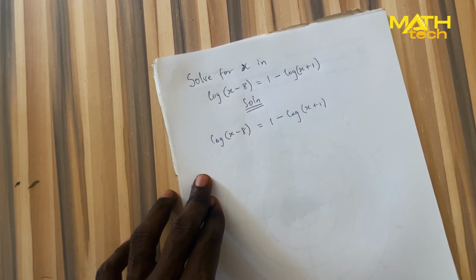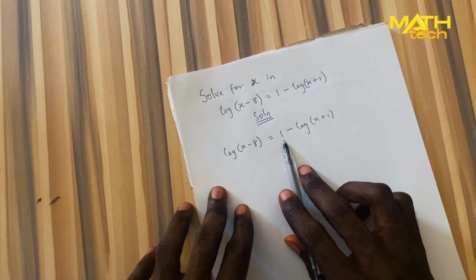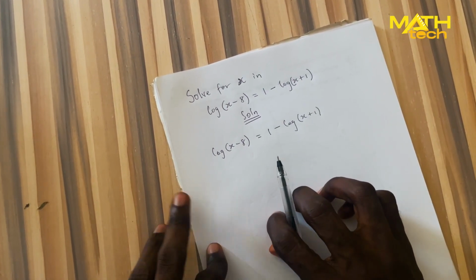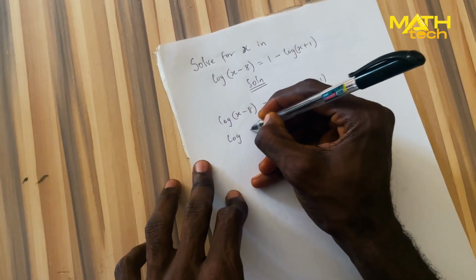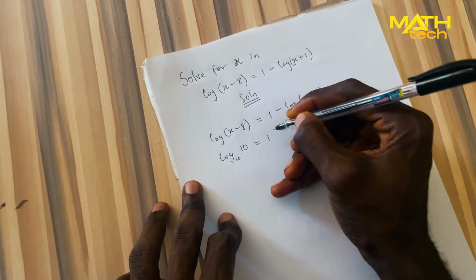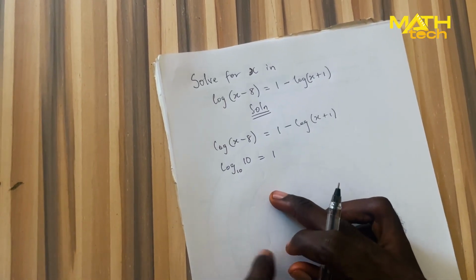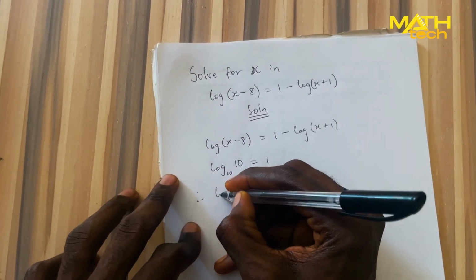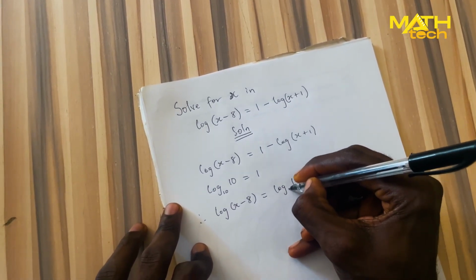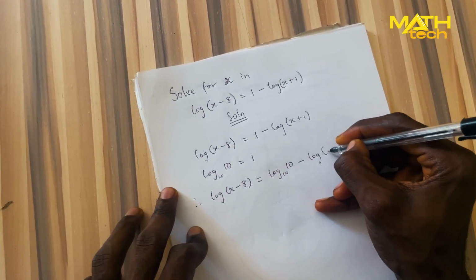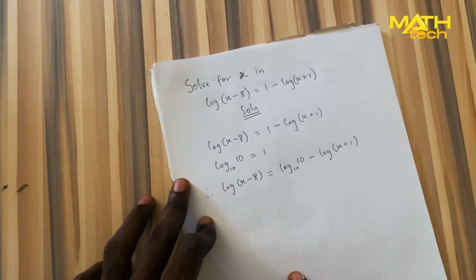Now, the first step we must take is to convert this into logarithmic form. Take your mind back to the laws of logarithm. In one of the lessons, you will learn that log 10 base 10 is equal to 1. So in place of 1, we replace log 10 base 10. Therefore, we have log(x - 8) is equal to log 10 base 10 minus log(x + 1).